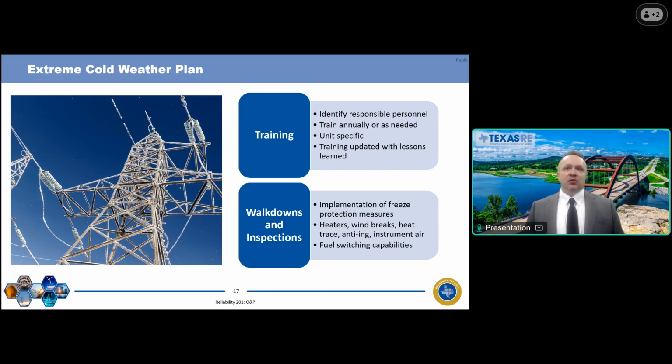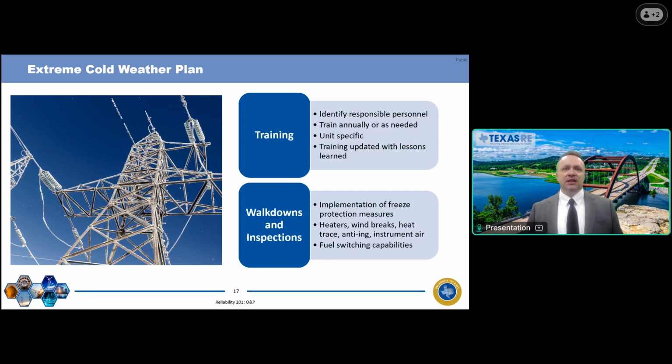One of the things at Texas RE we're currently doing are walkdowns and inspections for cold weather preparedness. This is something that should be included in your plan and in your training, ensuring that implementation of freeze protection measures are in place. Those include heaters, windbreaks, heat trace, anti-icing, and instrument air. If your facility has any fuel switching capabilities, your plant should note that. If you're going to be implementing any of those fuel switching capabilities during a cold weather event, that should be included in your training and in your documentation as well.